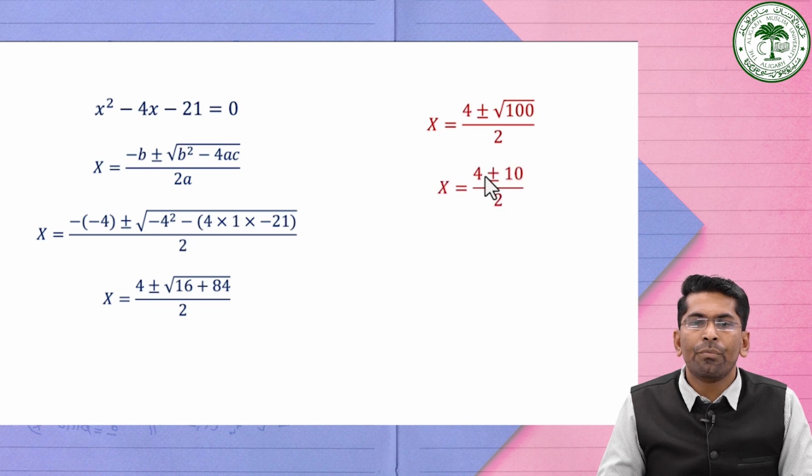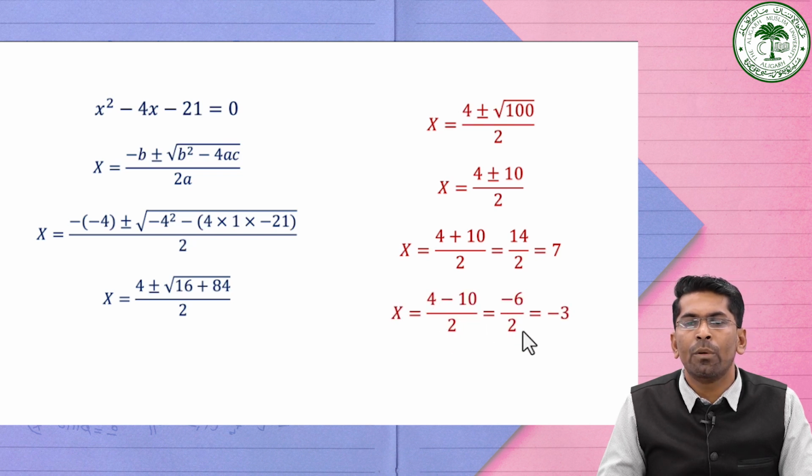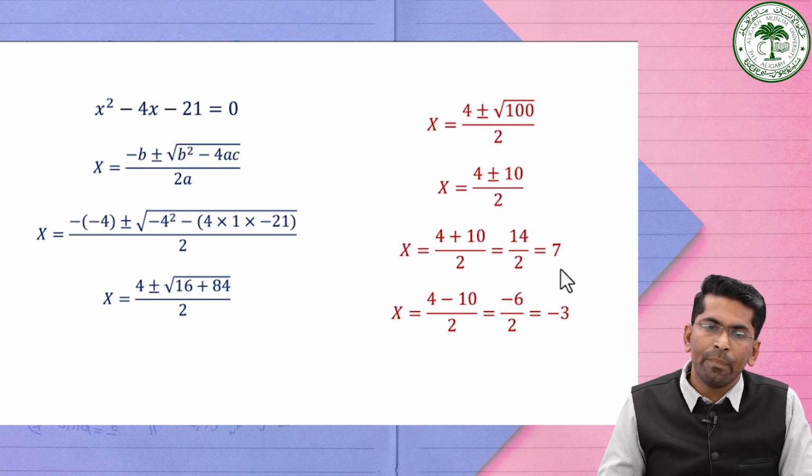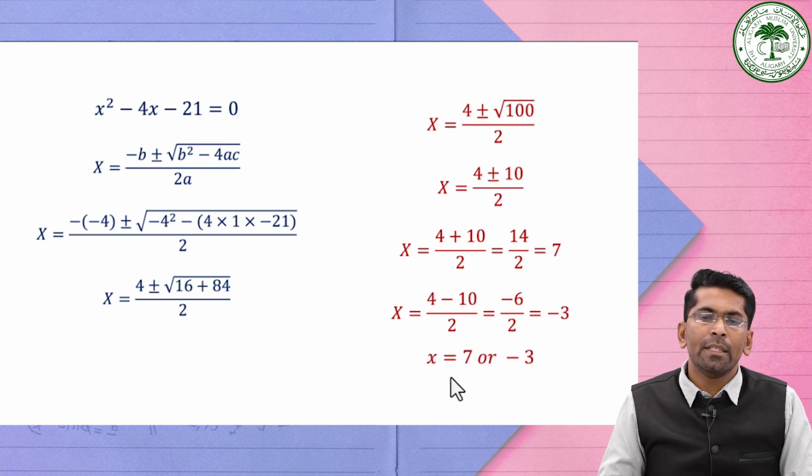So which is equal to 4 plus or minus 10. Root 100 is equal to 10, so it is 10 divided by 2. So we have an x value which is 4 plus 10 divided by 2, which is 14 divided by 2, which is 7. Or x is equal to 4 minus 10 divided by 2, which is minus 6 divided by 2, which is minus 3. So our x value is equal to 7 or x is equal to minus 3.